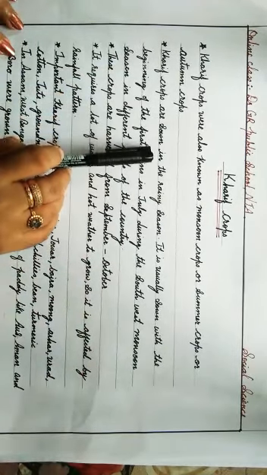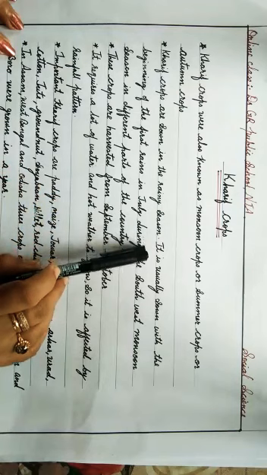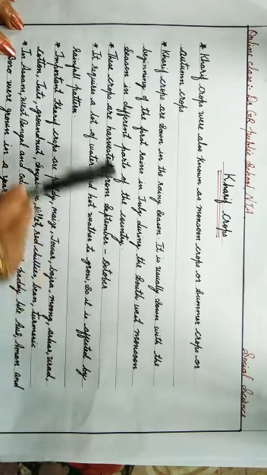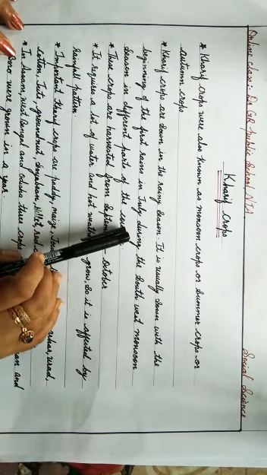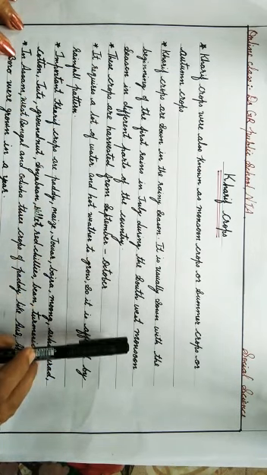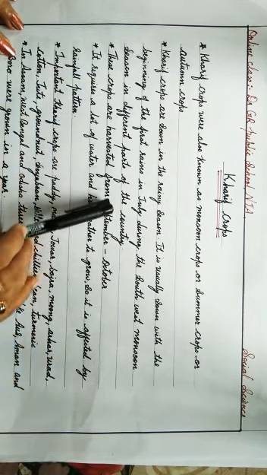Kharif crops are sown in the rainy season and are usually sown with the beginning of the first rains in July during the southwest monsoon season in different parts of the country.